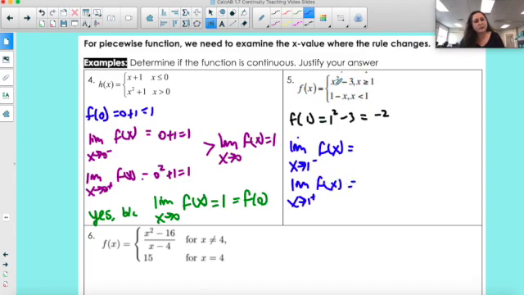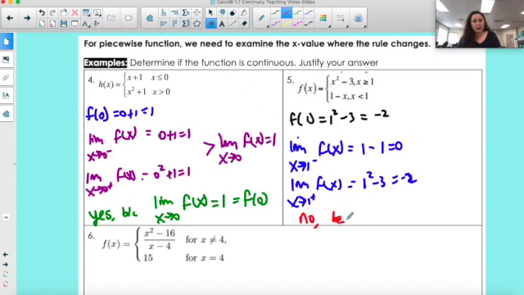Okay, from the left, we've got the bottom one. So that's 1 minus 1, which is 0. From the right would be the top one. So that's 1 squared minus 3, which is -2. Okay, so now the limit from the left does not equal the limit from the right, which means the limit does not exist. So we would say, is the function continuous?